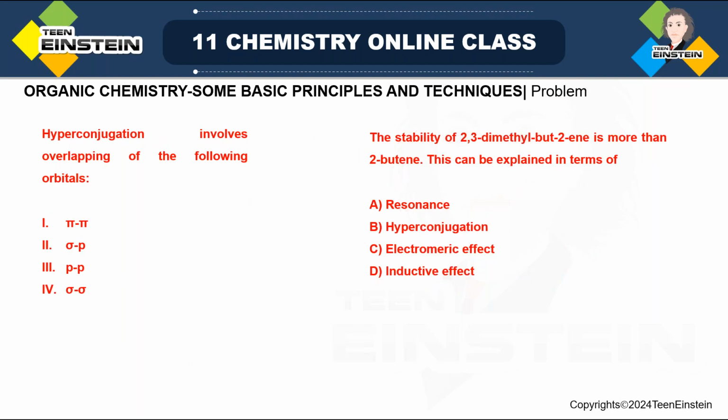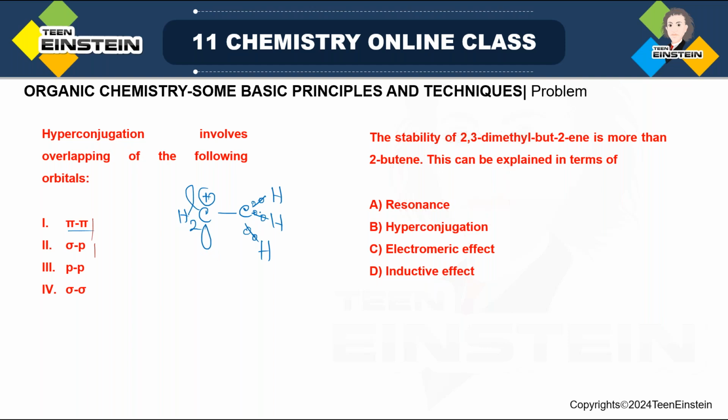Hyperconjugation involves overlapping of the following orbitals. So out of these 4, you have to choose the correct one. So it is not pi-pi. Remember the structure H2C+ then CH3. Here we have a vacant p orbital, and these sigma electrons can take part in the reaction, in bond formation with this vacant p orbital.